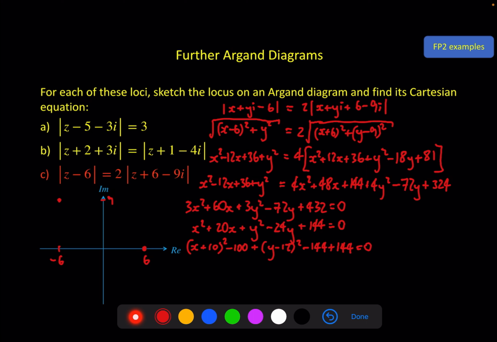Our 144s cancel, which means our final answer is (x + 10)² + (y − 12)² = 100. So our circle has a centre (−10, 12), which is not going to be accurate on my diagram, but let's say it's over here, and a radius of 10 units. So it won't touch the axis here, but it will touch the axis here, and it'll go around like this.